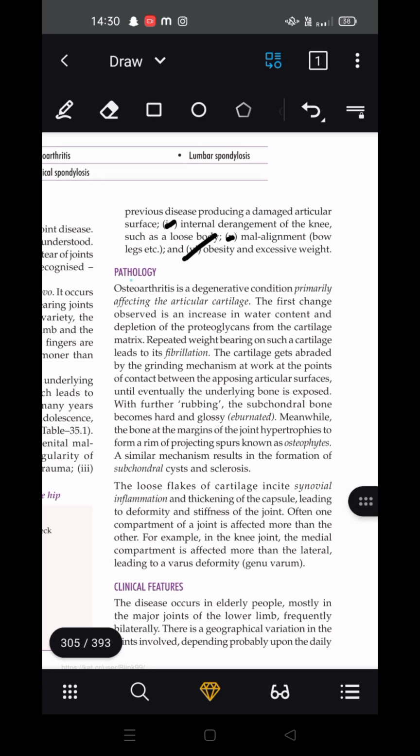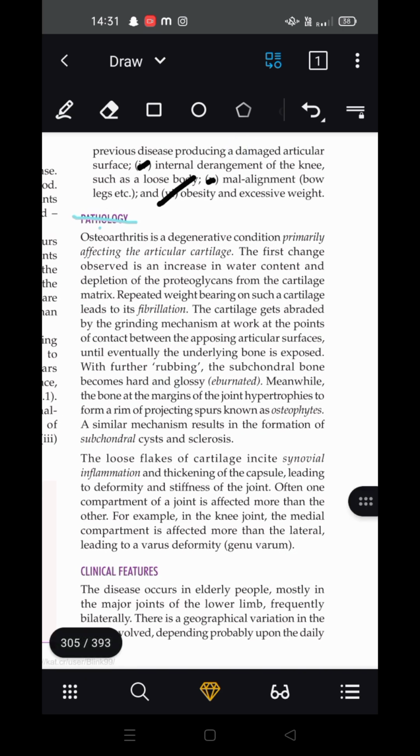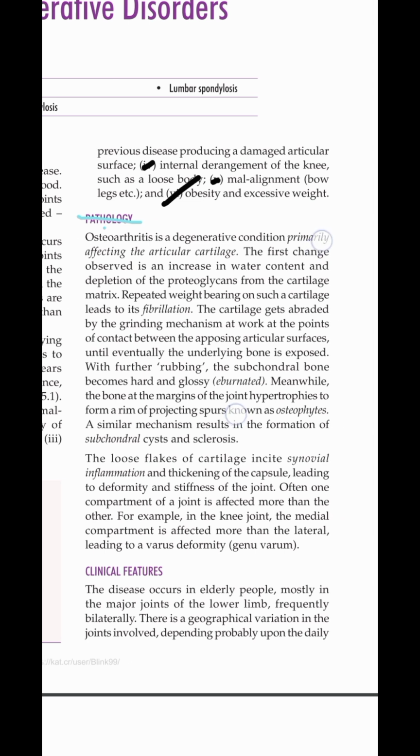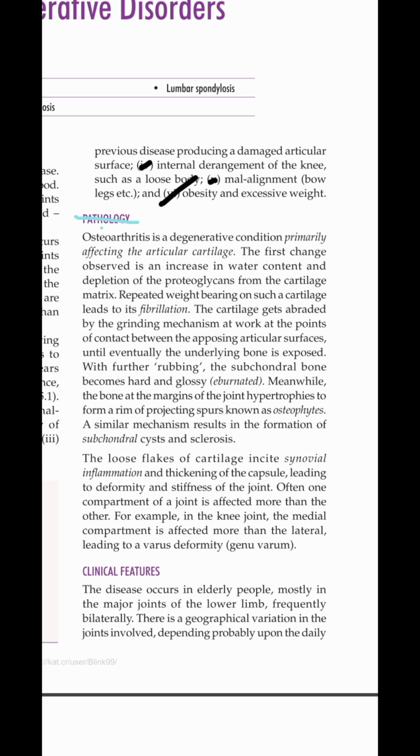So, let's talk about the pathology here. Okay. So, osteoarthritis is a degenerative condition primarily affecting the articular cartilage. The first change observed is an increase in water content and a depletion of proteoglycans from the cartilage matrix. So, repeated weight bearing on such cartilage leads to its fibrillation. Fibrillation means mainly the degeneration of a bone or a joint.